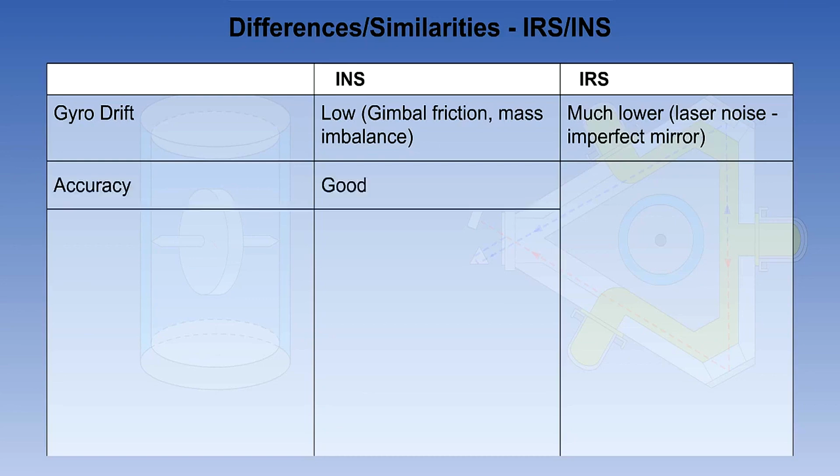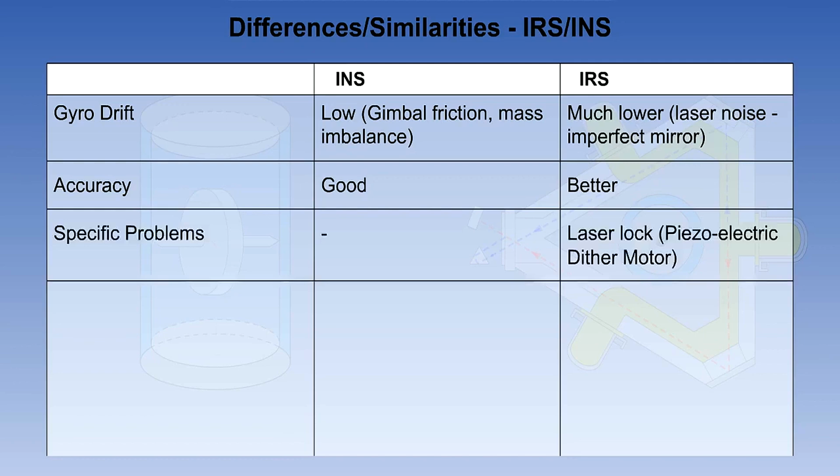INS accuracy is generally good. Position error growth rates of 1 to 2 nautical miles per hour are typical. IRS accuracy is better. It is difficult to put a figure on it because the output is invariably fed into a flight management system and processed further. But the raw IRS position error growth rate is probably about half a mile an hour or better.